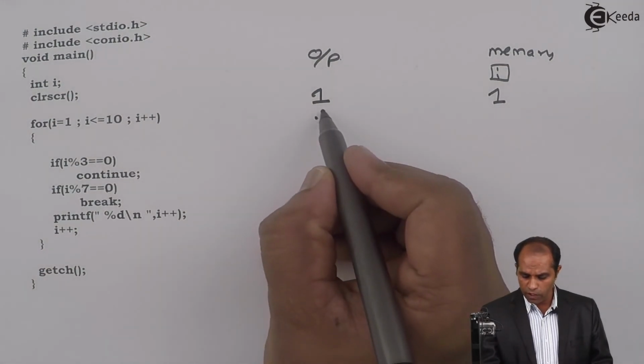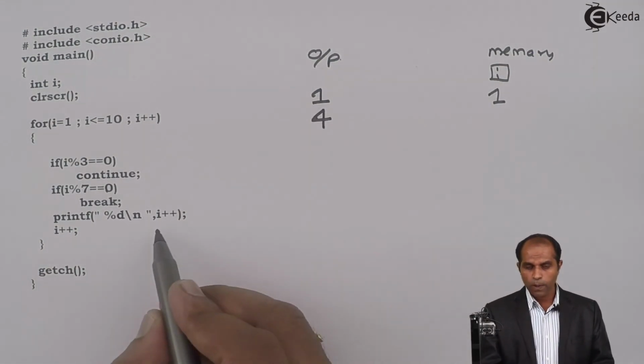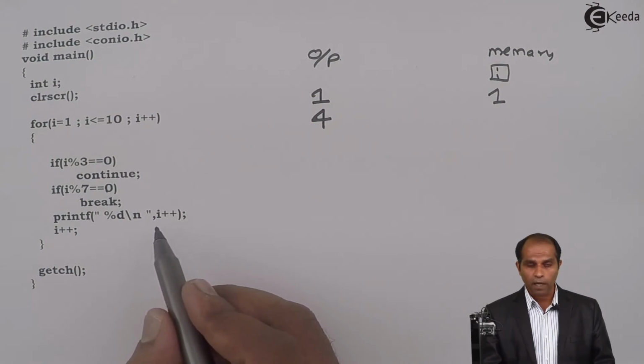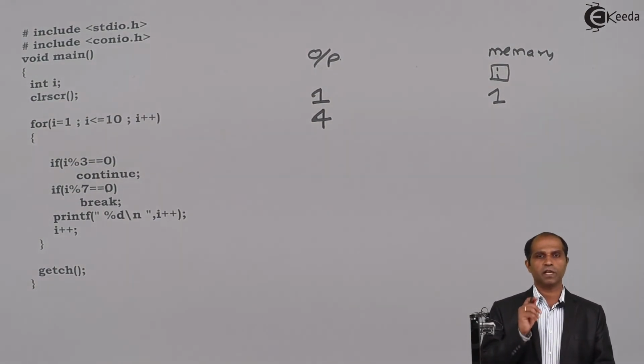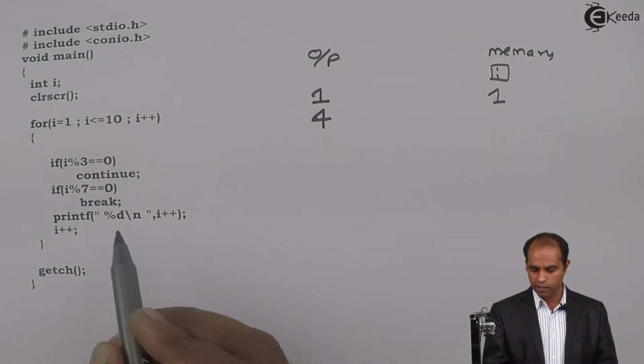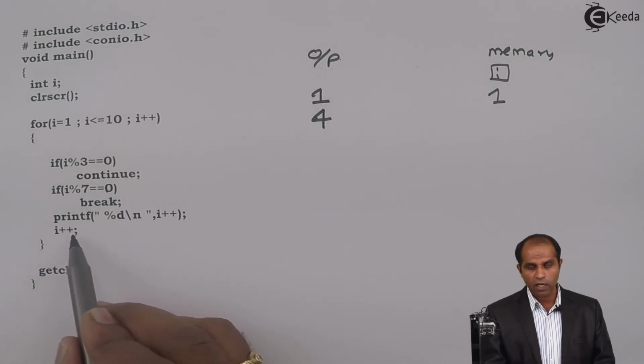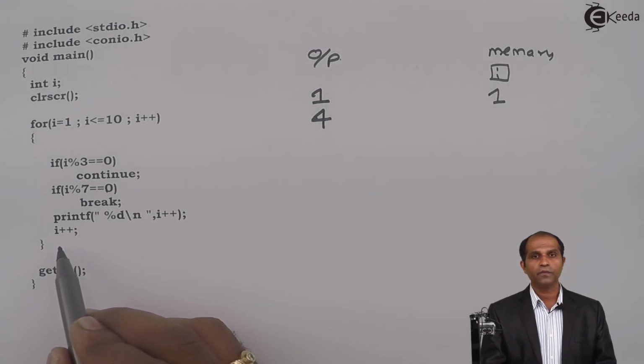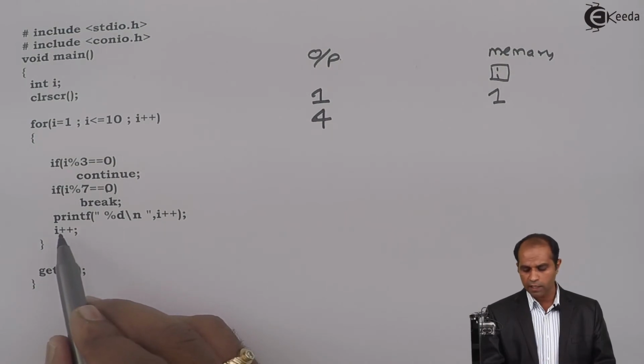So the value of i is 4. Hence it will print 4. ++ will make it 5, but the incremented value will not be used in the same printf. It will be used in the next instruction. So when I change this particular i, it is modified to what now? 6. Got it right, i is 6.